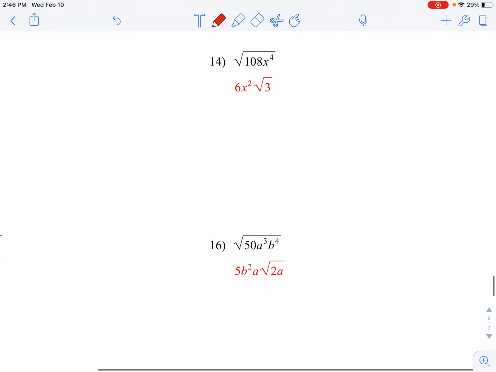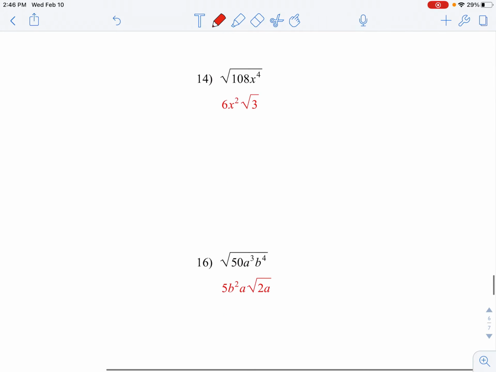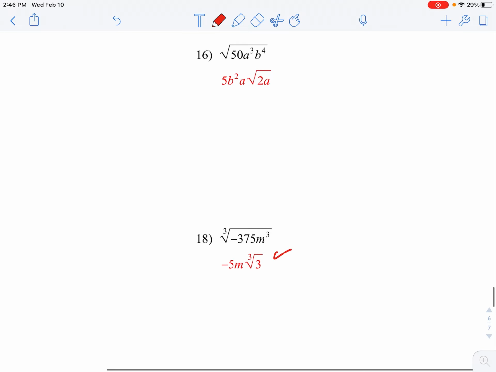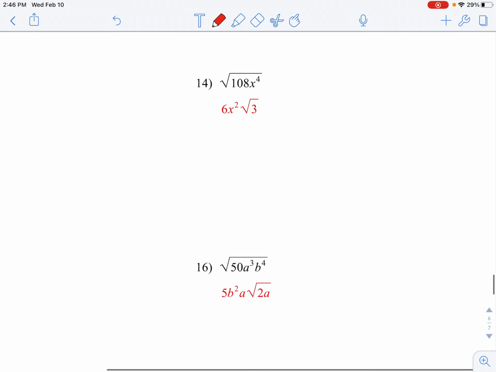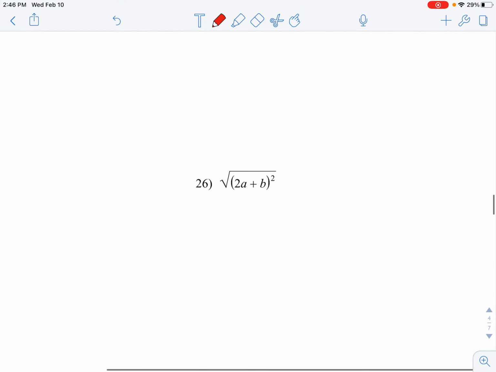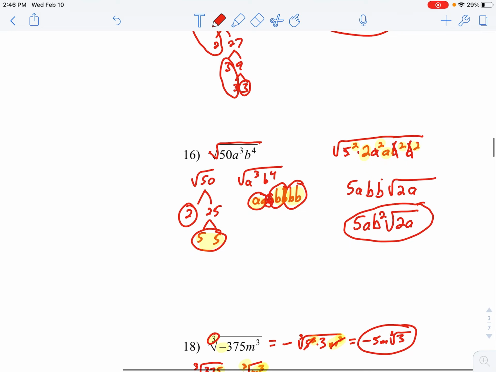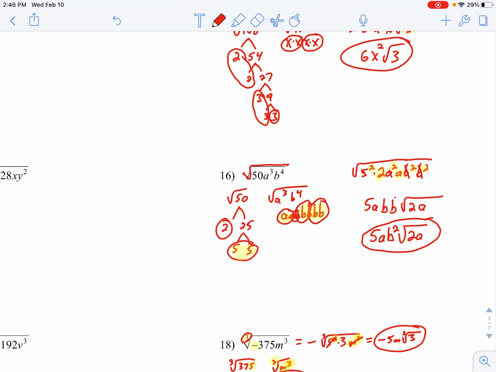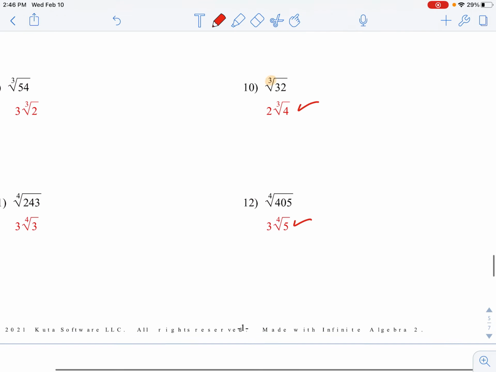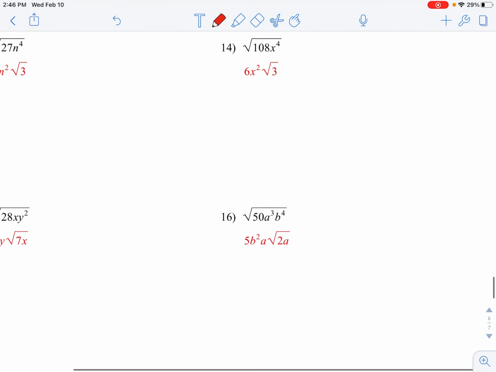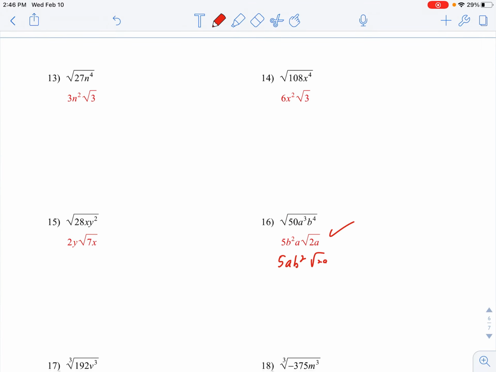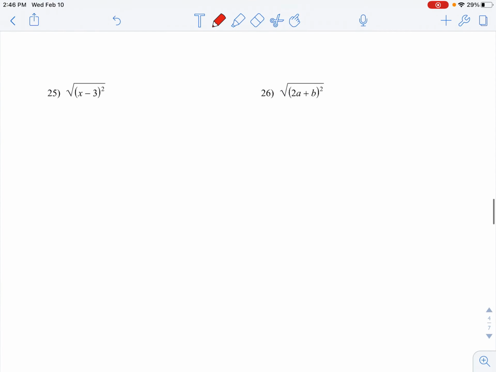Where am I? What did I do? Did I skip ahead? Right there. Okay, I didn't check my last couple problems, did I? So, my bad. 14 should be 6x squared radical 3, right? 16 is 5ab squared radical 2a. Okay, I wrote 5ab squared radical 2a. They inverted those. It doesn't matter. It's the same thing. So same answer, right answer. We're good. And then 18, yeah, I just checked.